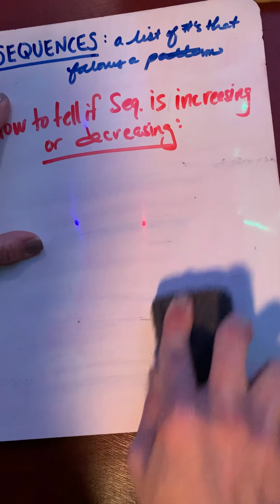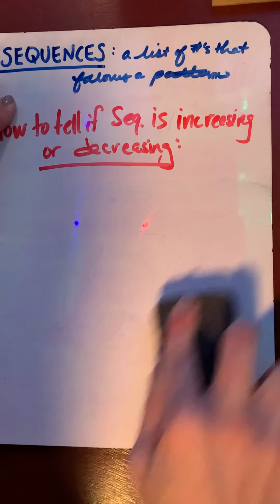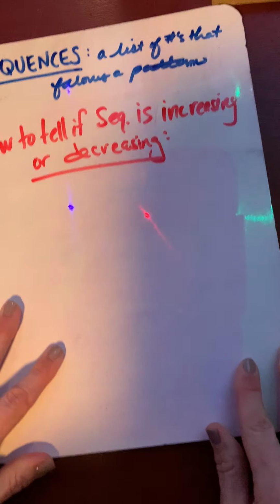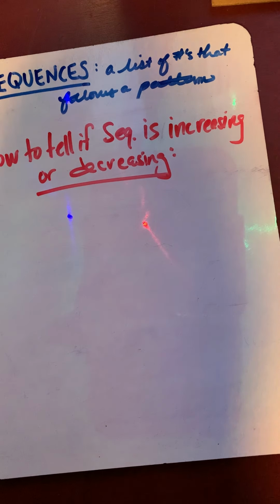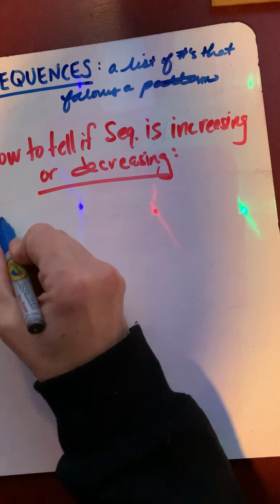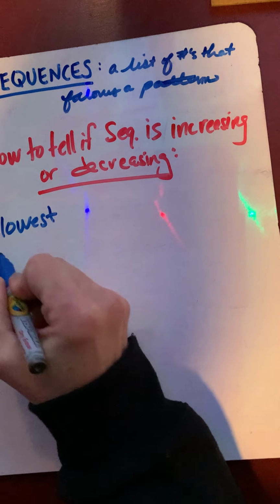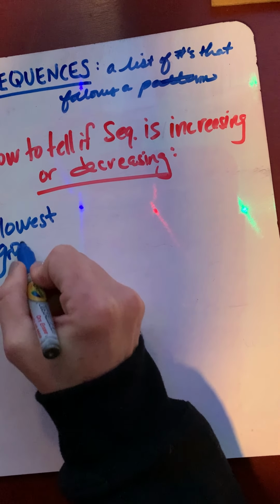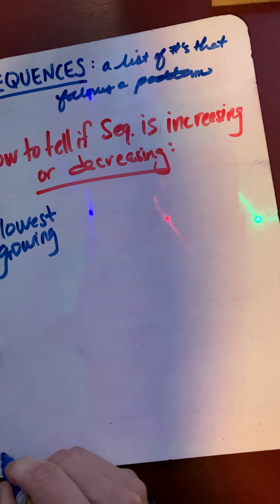So how do I know what's growing faster, what's growing slower? Like I just had a parabola compared to an exponential function. I know that exponential functions grow faster than parabolas. So let's just do a little pattern here. Let's say slowest growing to fastest growing.